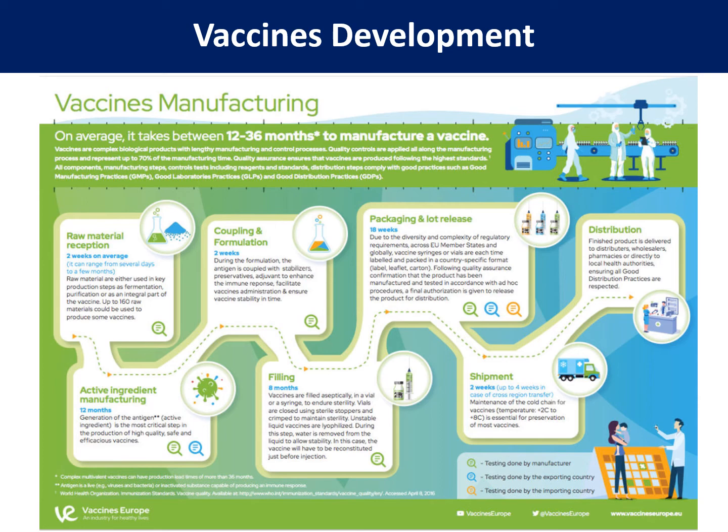So basically, this infographic shows how, in general, a vaccine is manufactured, which takes almost 12 to 36 months. So you can see the pathway of how a vaccine is manufactured, from the raw material and the active ingredients, coupling and formulation with all the components of the vaccines, then filling, and then you produce in bulk, which we call a lot release, and then its distribution.